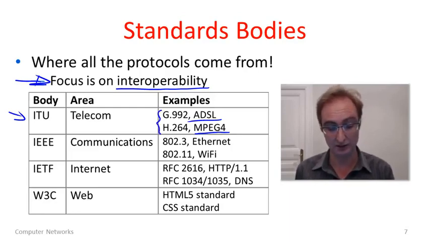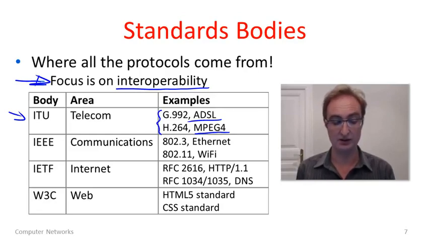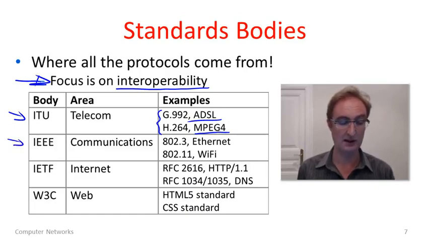These standards are often called letter standards. You can see the G dot and the H dot. That's actually the official name for that standard. It's not called ADSL, it's called G.992, for instance. There's another body, the IEEE, the Institute for Electrical and Electronic Engineers.